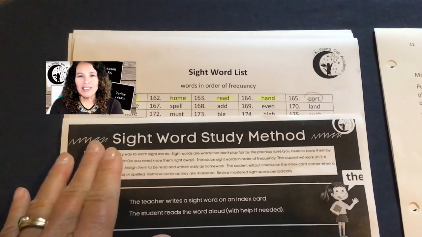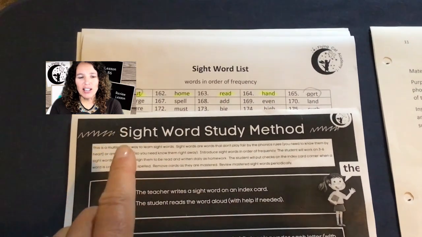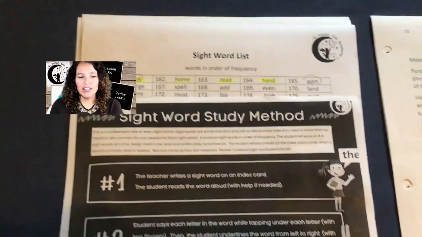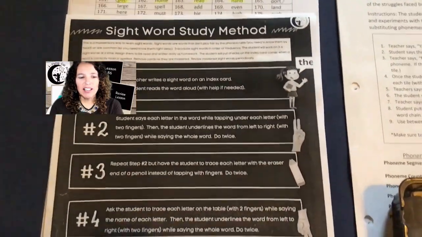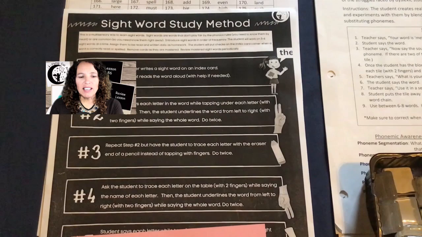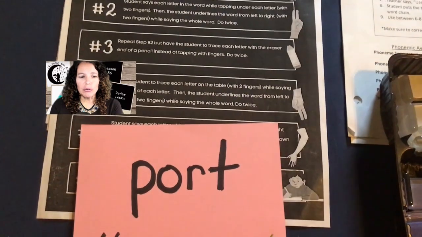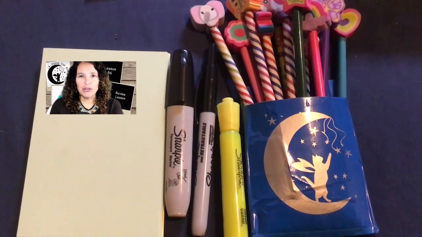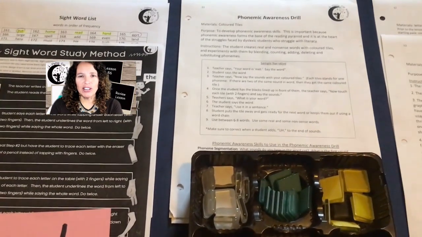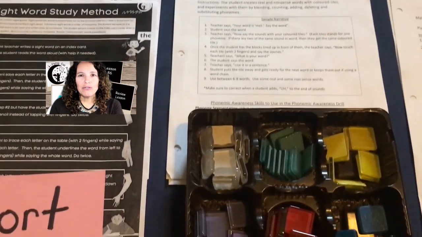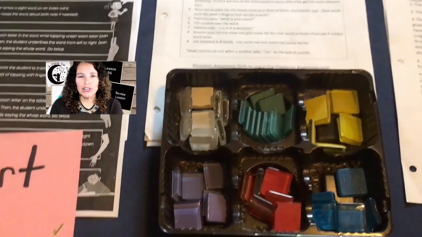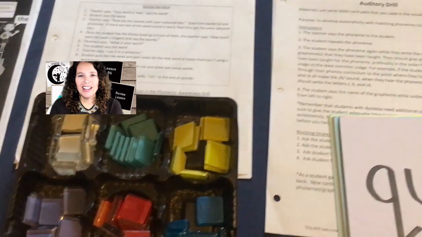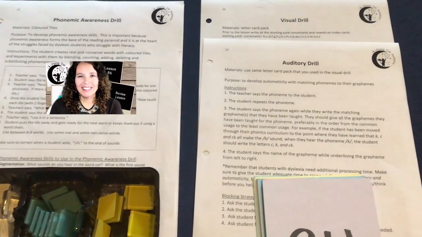You'll need the sight word study method teacher instruction sheet as well, and the student will need the sight word card pack. You'll need some blank index cards for introducing new sight words, a highlighter, markers, and some pencils. For the phonemic awareness drill, you'll need the teacher instruction sheet and the colored tiles for the student. For the visual drill and auditory drill, you'll need the teacher instruction sheets and the student's card pack.